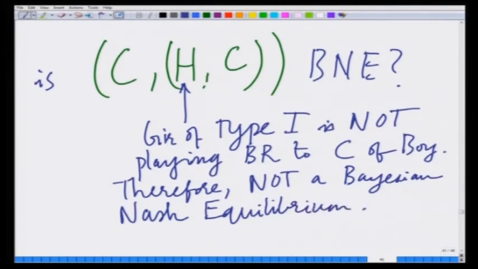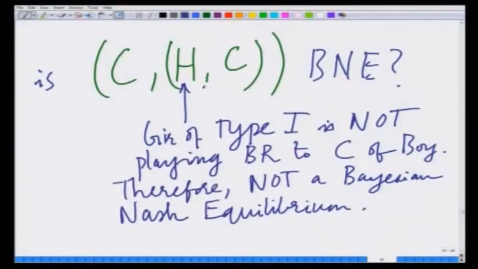equilibrium. Remember, each player of each type has to play his or her best response. If the girl of type I is choosing H, that is not her best response, because her best response to C of the boy is to choose C, right. So, therefore, this is not a Bayesian Nash equilibrium.